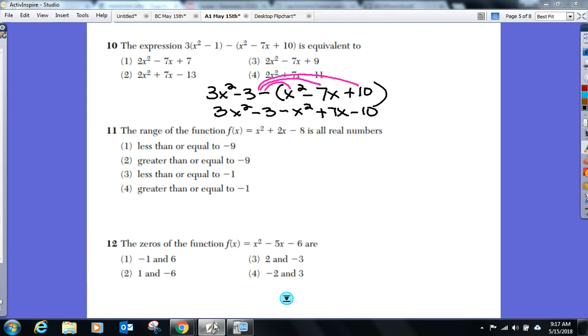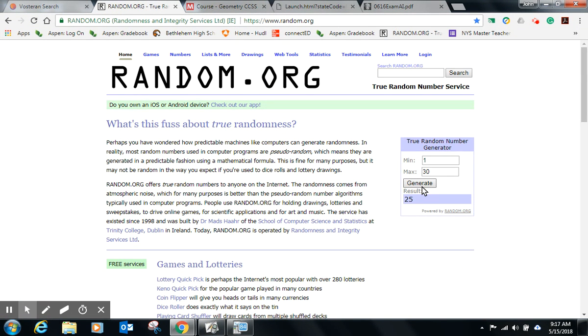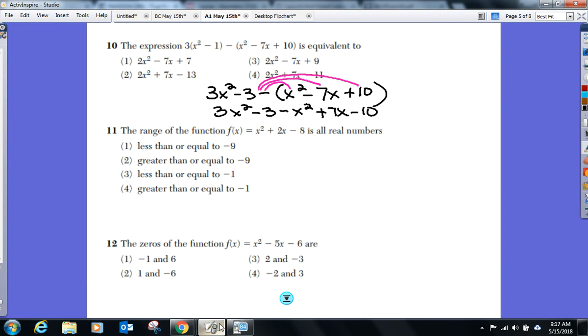All right, combine all like terms so we can finish this bad boy up. 25 again. Let's combine like terms. Got the 2x squared on a roll. Got the 7x. Finish, finish. Minus 13. Yep. 11. What's the range?